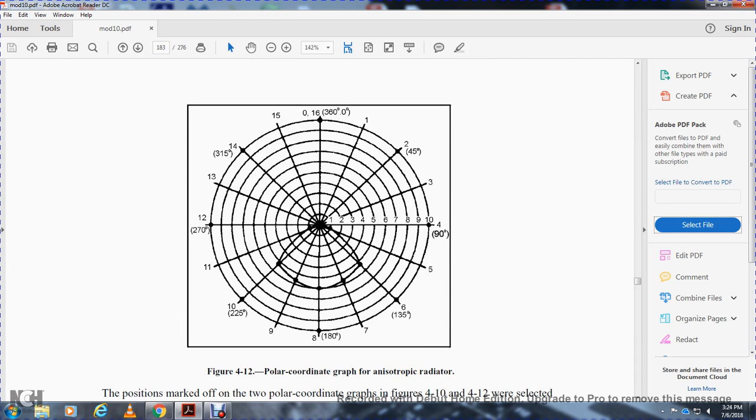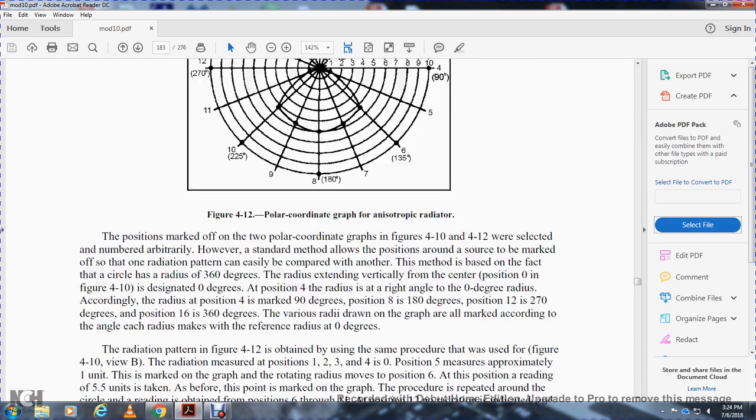Figure 4-12 shows the polar coordinate graph of the anisotropic radiation. The positions marked off on the two polar coordinate graphs of figures 4-10 and 4-12 were selected arbitrarily. However, the standard method allows the positions around the source to be marked in degrees, so that one radiation pattern can be easily compared with the other. The measure is based on the fact that a circle has 360 degrees. The radius extending vertically from the center, position 0 of figure 4-10, is designated 0 degrees.